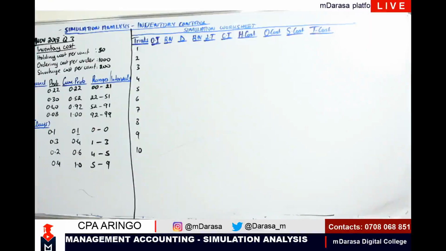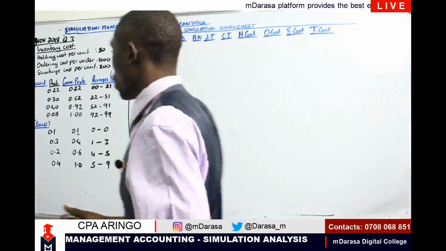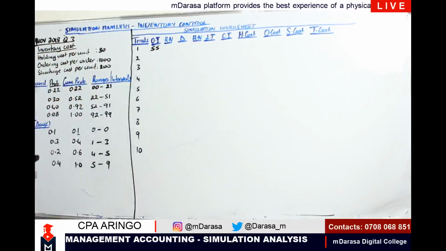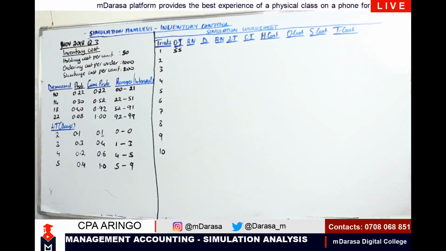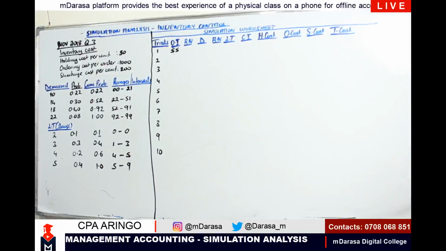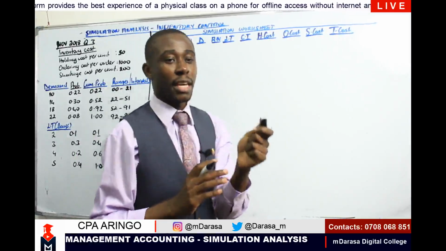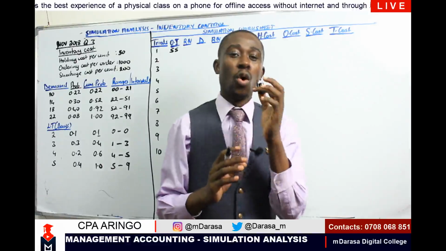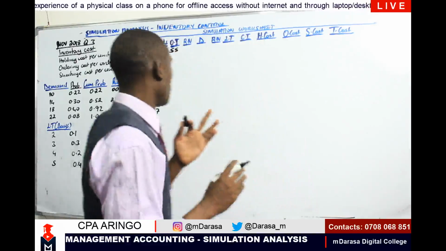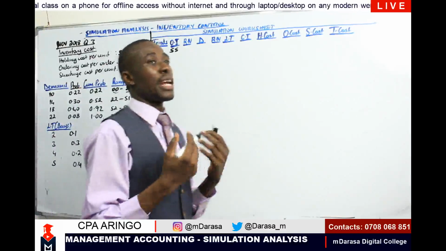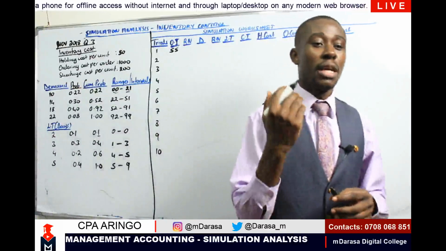So I'm going to take 55 units there. So our opening inventory is 55 units. Then the next step that we should do is what? Consider our first variable, which in this case was demand. What is the random number that you are going to take? Remember, for the first variable I had 2 digits. Therefore, the random number to select should be 2 digits.